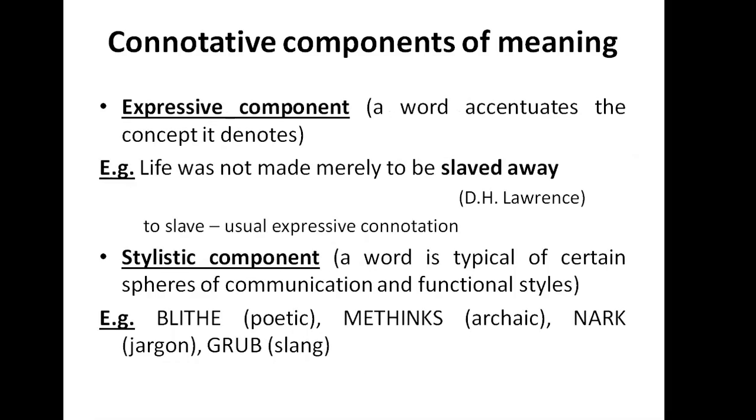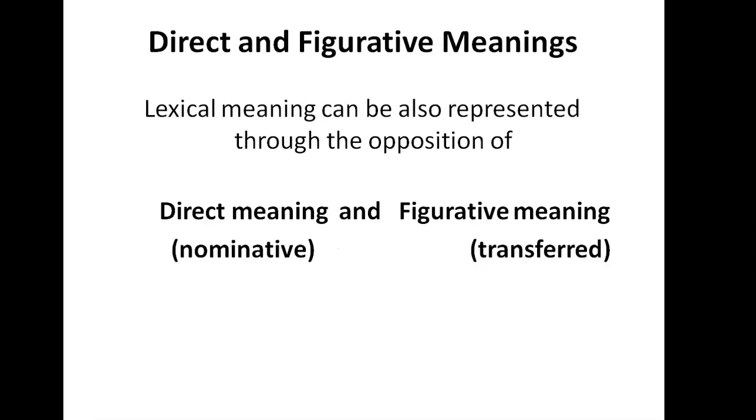So, expressive component. A word accentuates the concept it denotes. For example, life wasn't made merely to be slaved away. To slave usually has an expressive connotation. Stylistic component: a word is typical of certain spheres of communication and functional styles. For example, bookish, poetic, meeting and archaic, narc, jargon, slang.